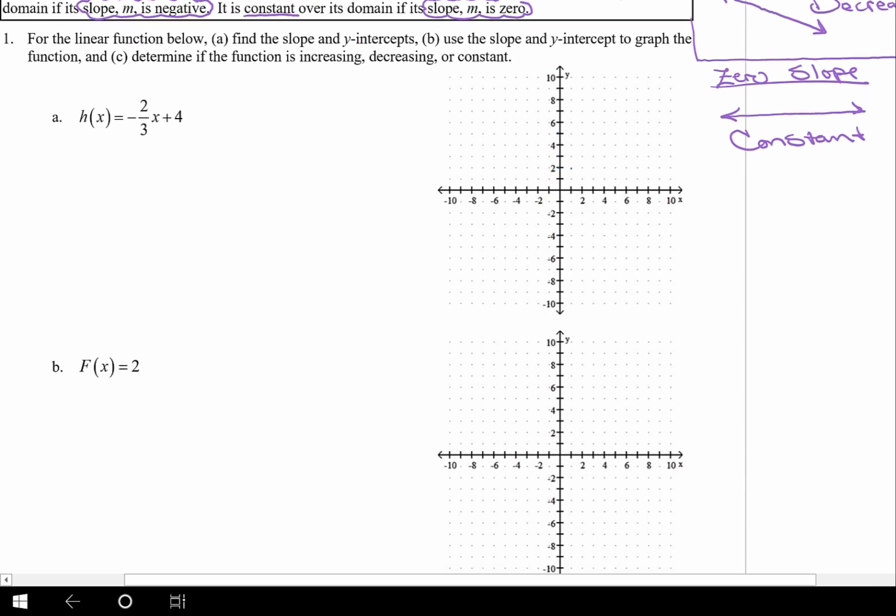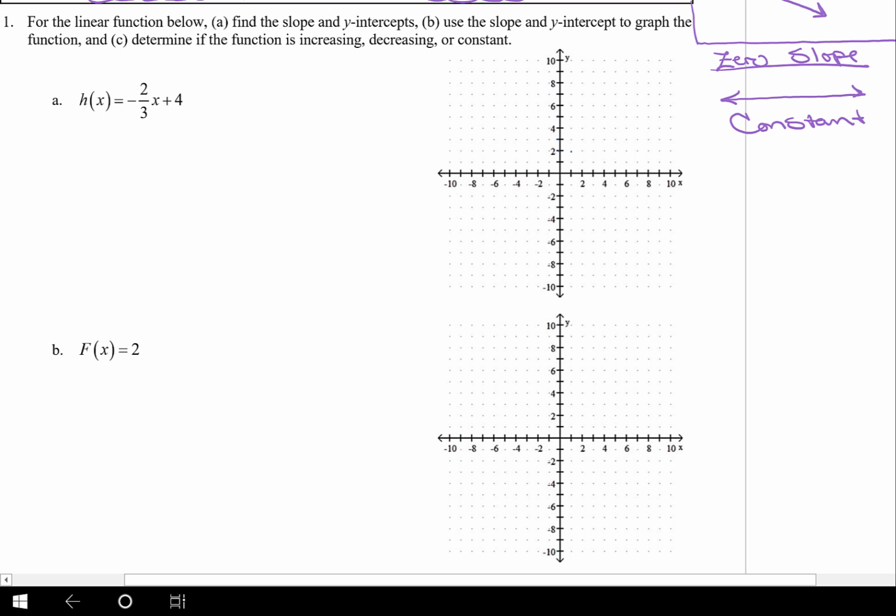Let's go ahead and practice working here with 2 linear functions that we have here. Let's find the slope and the y-intercept, and then let's use the slope and the y-intercept to graph the function and determine if the function is increasing, decreasing, or constant. So looking at this, I can tell that my m is equal to negative 2/3 and my b is equal to 4.